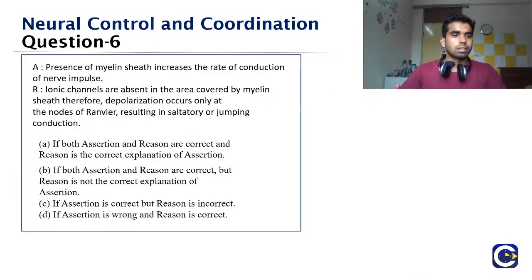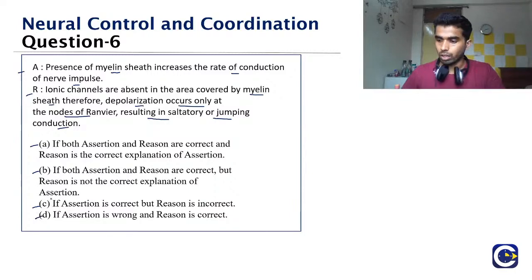Now coming to question number 6, assertion: presence of the myelin sheath increases the rate of conduction of the nerve impulse. Reason: ionic channels are absent in the area covered by the myelin sheath. Therefore, depolarization occurs only at the nodes of Ranvier, and it results in the saltatory or jumping conduction. The options are A, both assertion and reason are true, and the reason is explaining the assertion. Option B, both assertion and reason are true, but the reason is not explaining the assertion. Option C, assertion is true but the reason is false. And option D, both assertion as well as the reason are false.